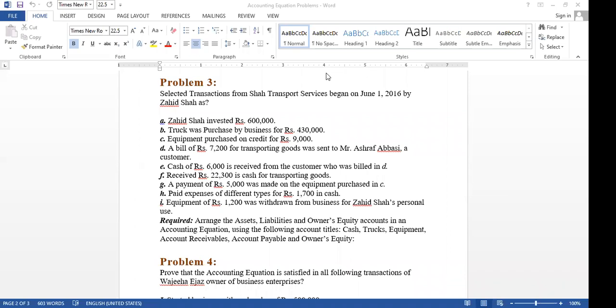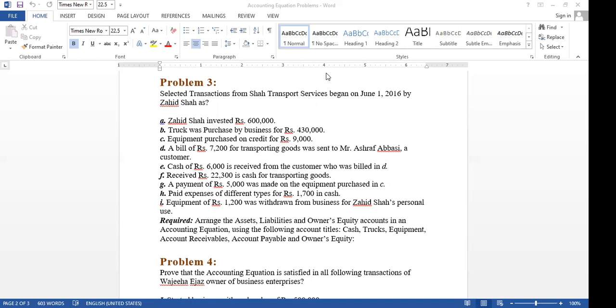E. Cash of rupees 6,000 is received from the customer who was billed in D. F. Received rupees 22,300 in cash for transporting goods. G. A payment of rupees 5,000 was made on the equipment purchase in C. H. Paid expenses of different types for rupees 1,700 in cash. I. Equipment of rupees 1,200 was withdrawn from the business for Shahid Shah's personal use.